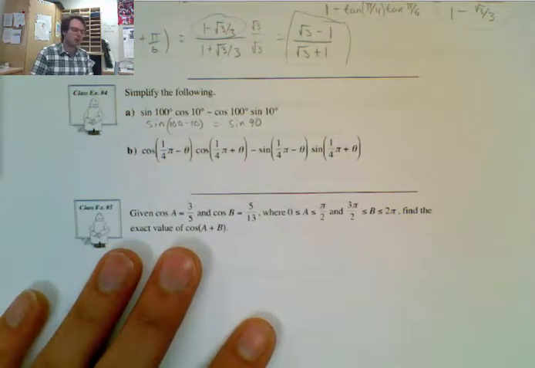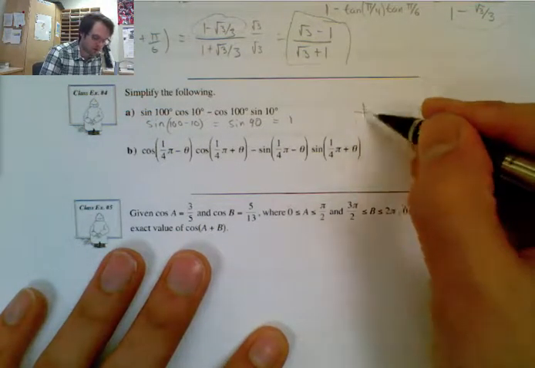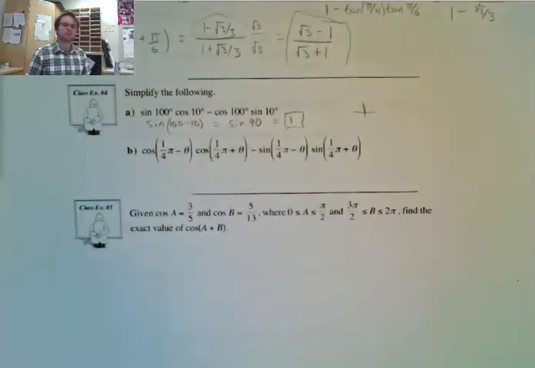Now, the sine of 90 is equal to 1, okay? Because that's going to be 90 degrees right there. So it's just going to be equal to 1, and that is my answer. Let's take a look at this next one here.